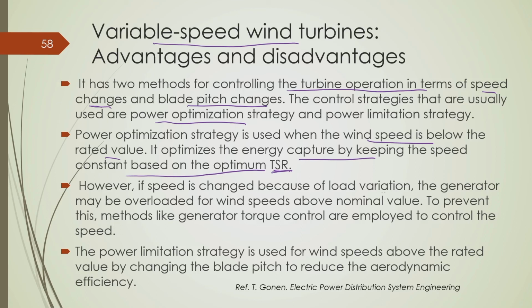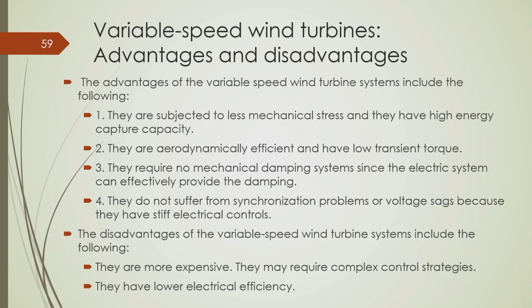But if speed changes with the load variation, the generator may be overloaded and this prevents the generator control torque. So, these things I will basically discuss in the next class. So, one of the advantages of this variable speed wind turbine is that it is aerodynamically more efficient, because we are optimizing the energy extraction. Okay. Now, there are some advantages as I mentioned and disadvantages as well. We have lower electrical efficiency and it is more expensive because of some complex control strategies involved, particularly in order to have effective extraction of the energy.